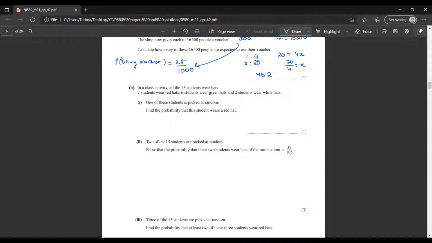Now for part B, in a class activity, all 15 students wear hats, 7 wear red, 6 green, and 2 white. One of the students is picked at random. We have to write the probability that the student wears a red hat. So P(red) is supposed to be 7, the number that wear red, upon 15, where 15 is the total. This can't be further simplified, so we'd write the answer as 7 by 15.